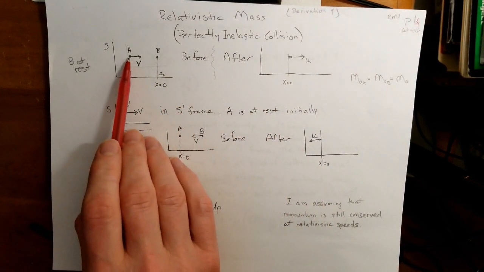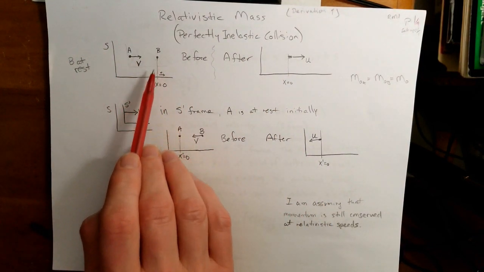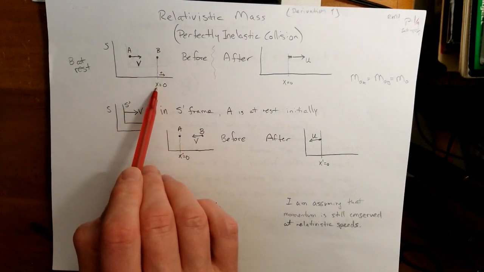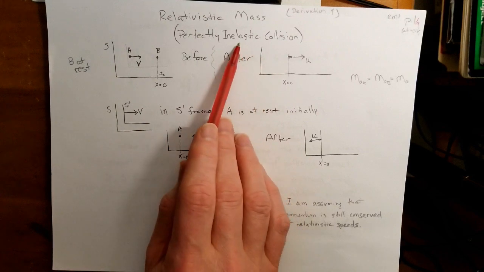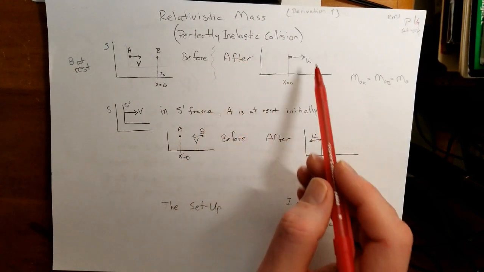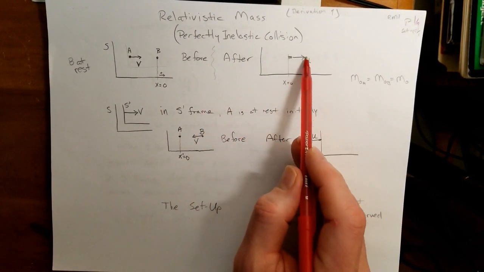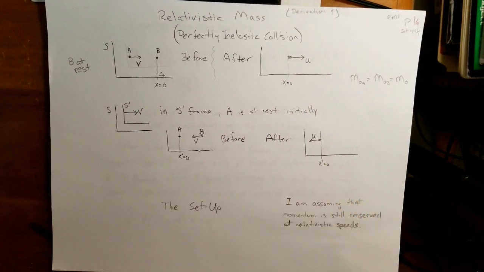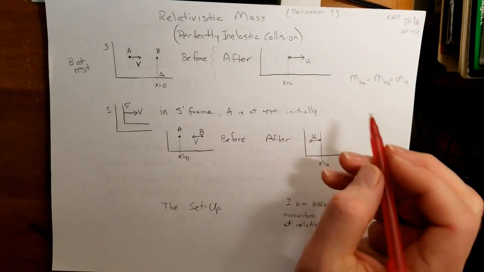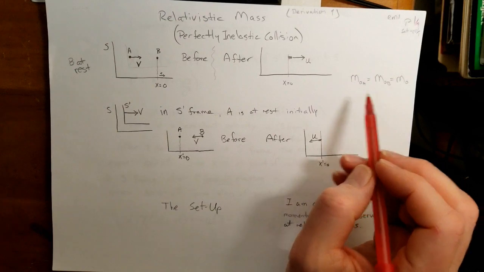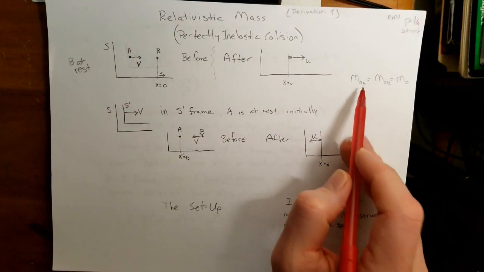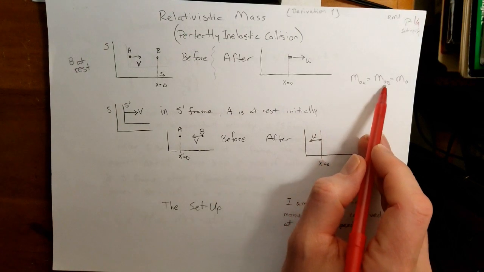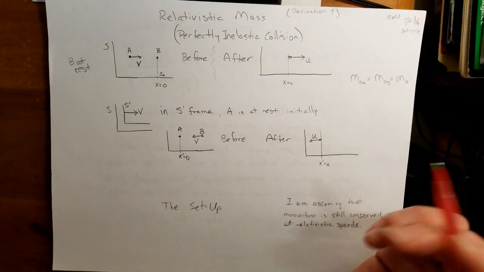In the S frame, we have A hitting B, and I'm assuming that B is at x equals 0. They're going to collide in a perfectly inelastic collision, which means they're going to stick together. So we have this combined mass traveling at some speed u. I'm also working under the assumption that A and B have the same rest mass, so the rest mass of A and of B is equal to m sub 0.